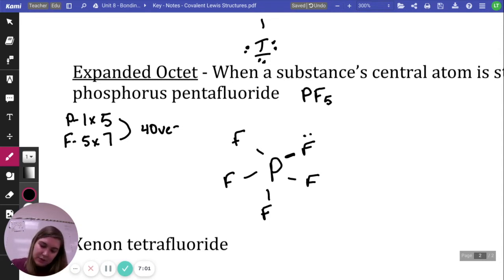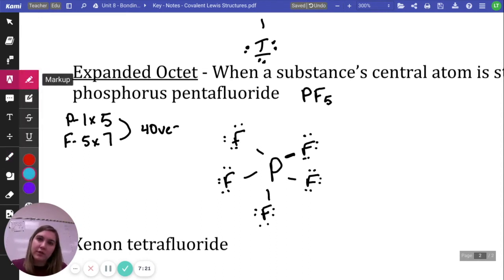So 2, 4, 6, 8, 10, 12, 14, 16, 18, 20, 22, 24, 26, 28, 30. Yay! So I've used 30 now. So all those fluorines have a full octet. And then phosphorus has 2, 4, 6, 8, 10.